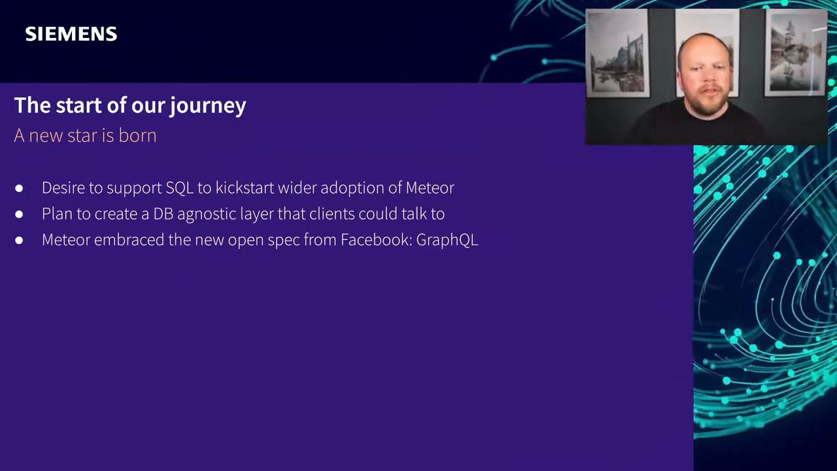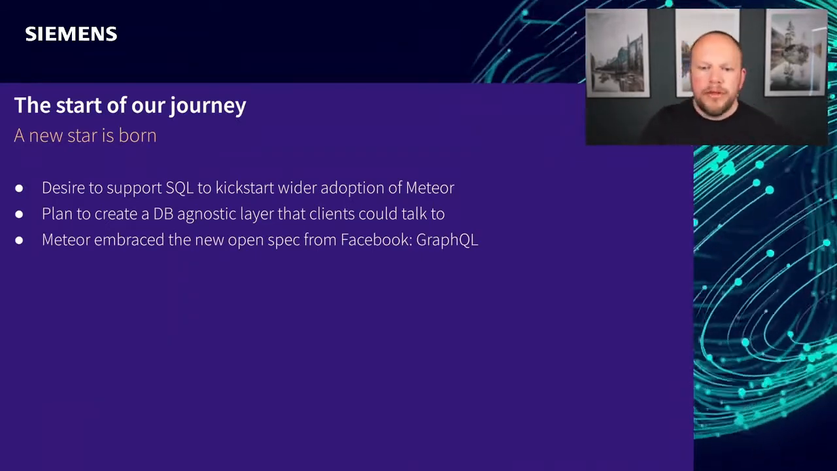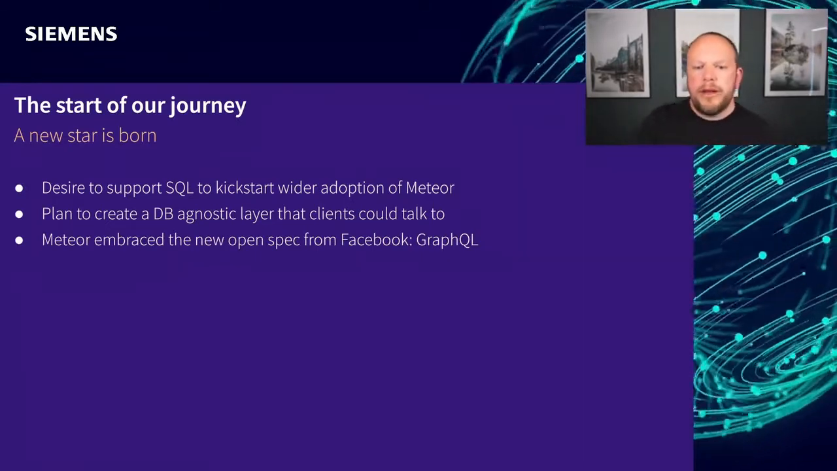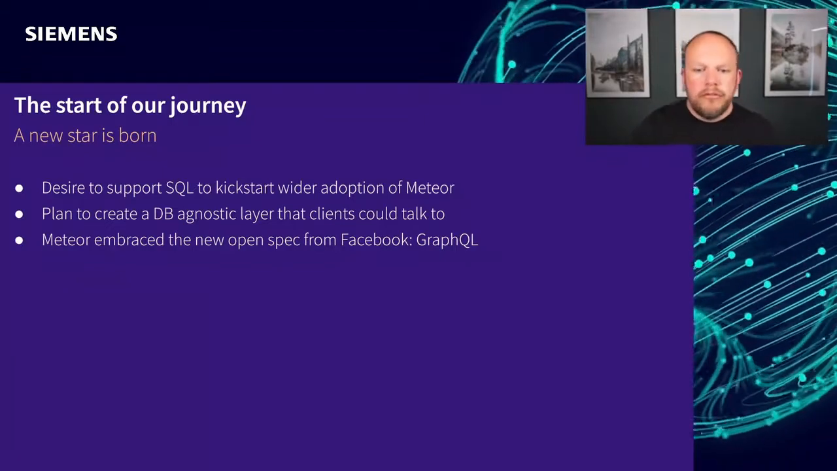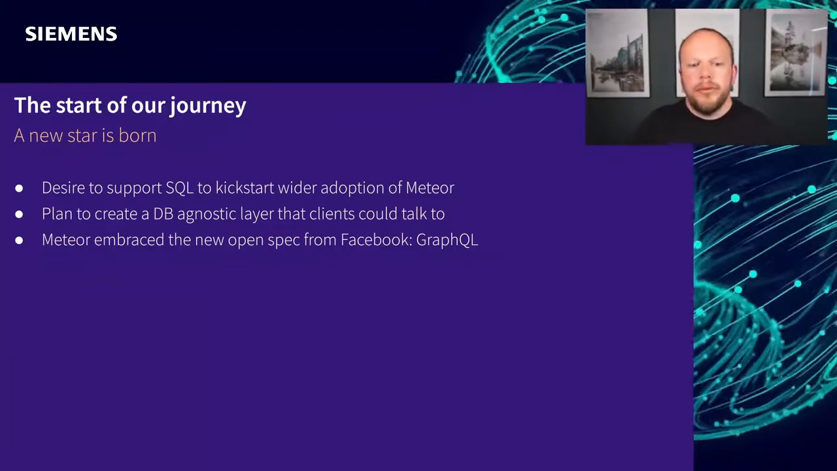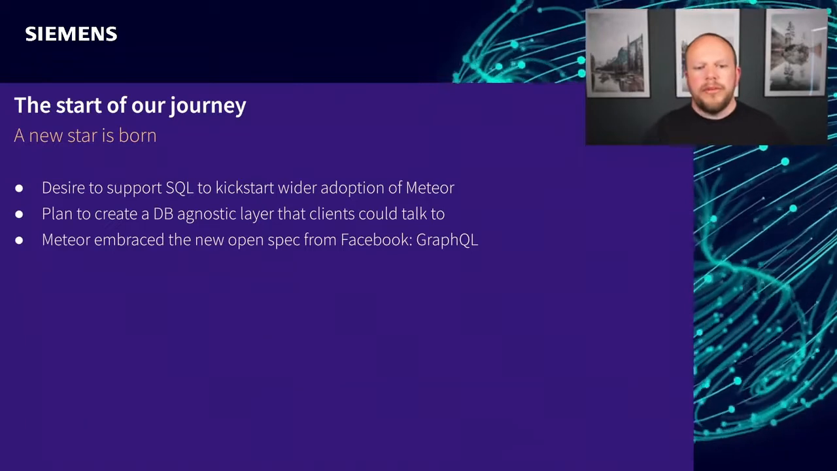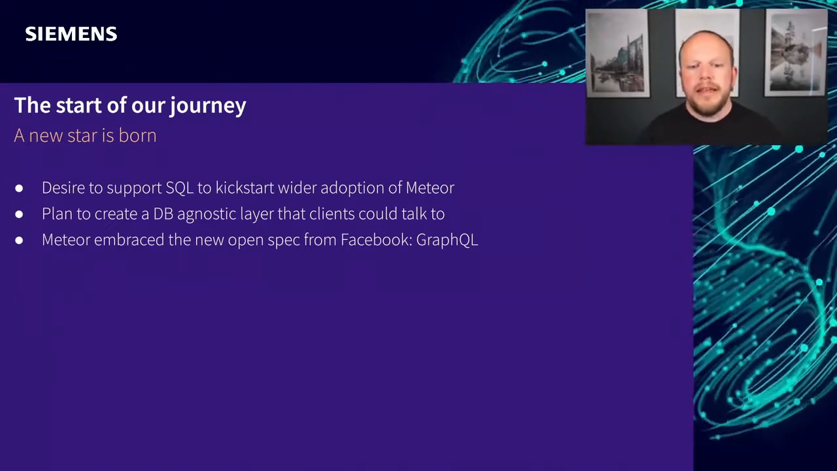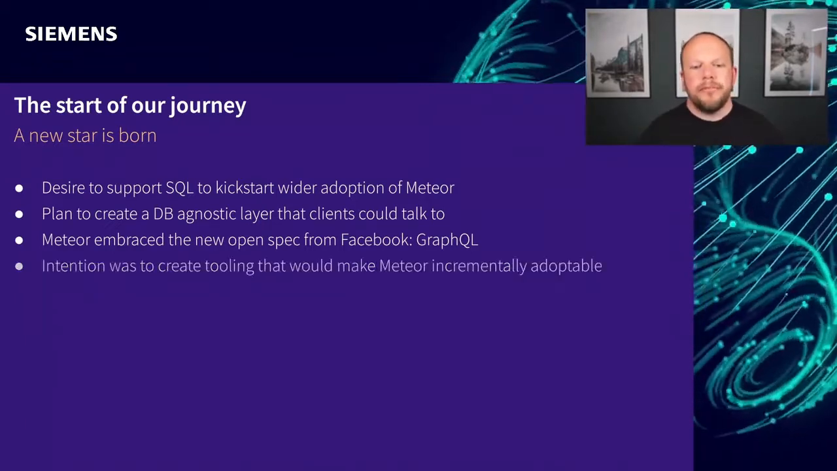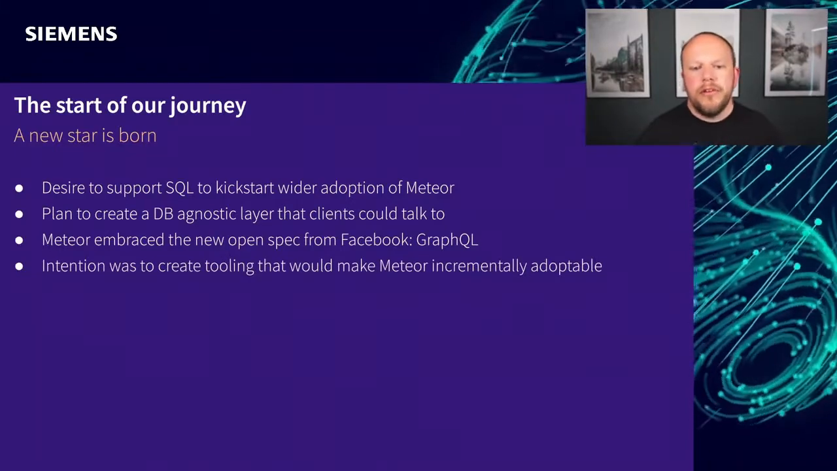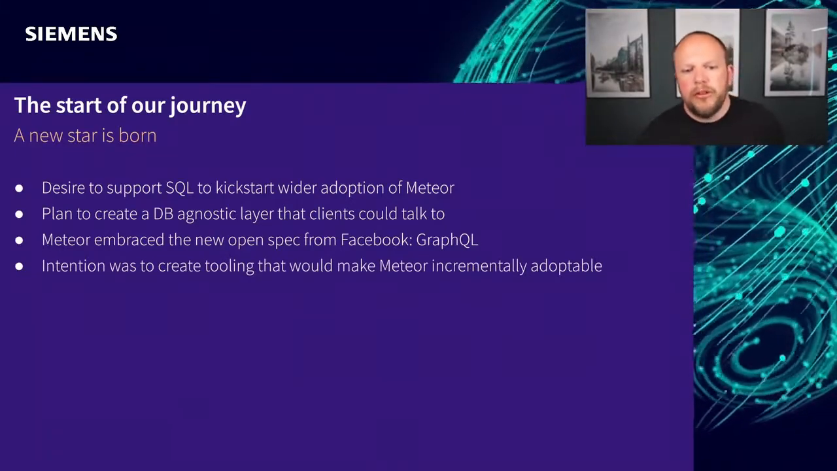Several months before this, Facebook had released a promising new open spec that seemed to be the perfect match for what Meteor wanted: GraphQL. This would provide a simple querying language that could be hooked up to multiple data sources behind the scenes, completely invisible to consuming clients. At the same time, there was an internal drive to make Meteor more incrementally adoptable.